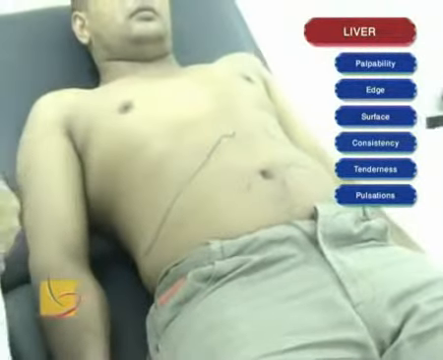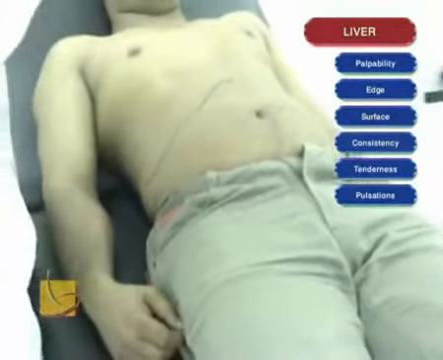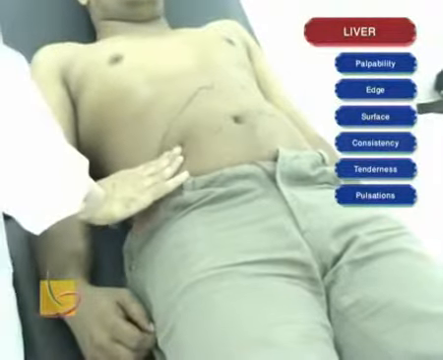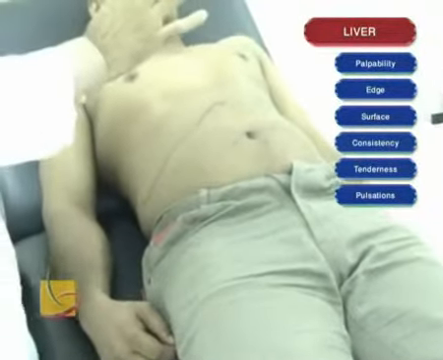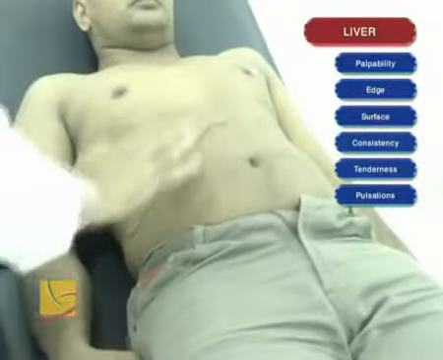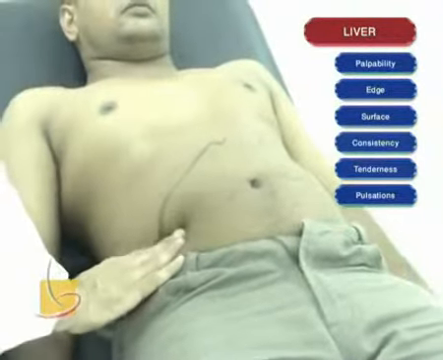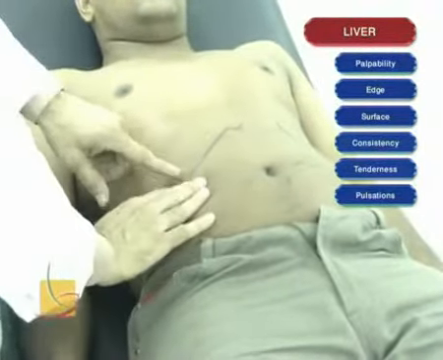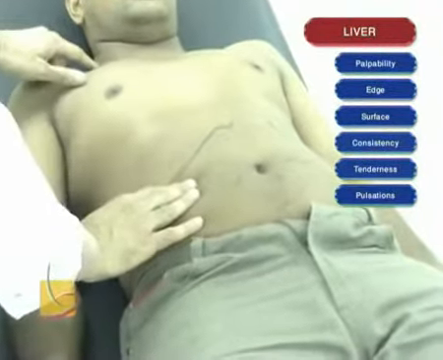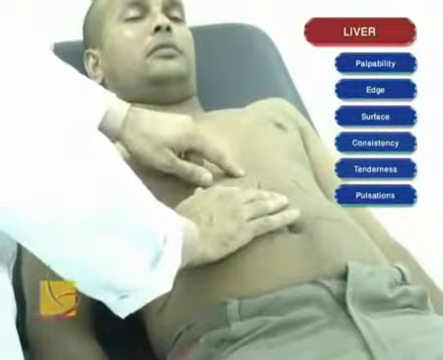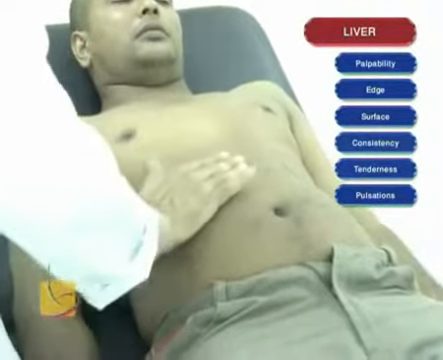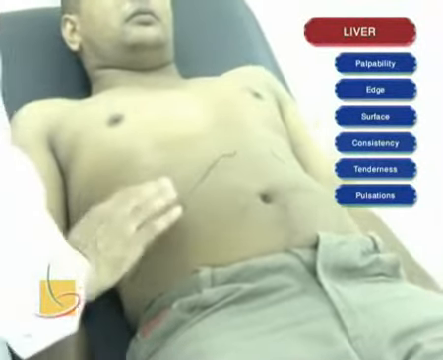So what is important now to comment on when you describe the liver? Remember whether the liver is palpable or not. And palpable what? Right lobe or left lobe or both. The edge: how many centimeters from the right costal margin? Don't forget to say right costal margin, mid-clavicular line. How many centimeters from the xiphoid in the midline or center exactly. Surface, whether it is smooth or nodular.